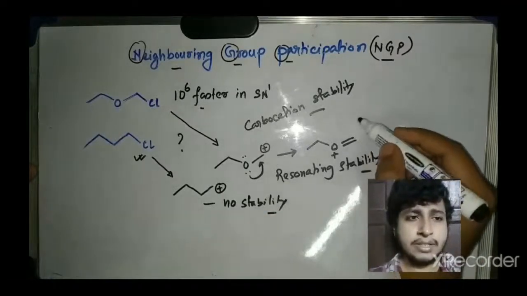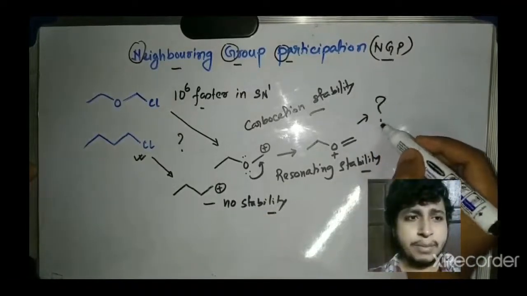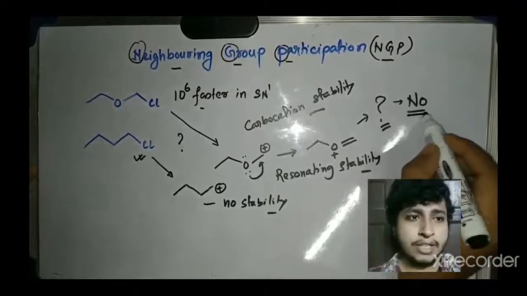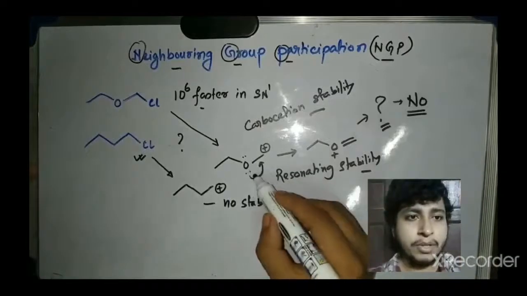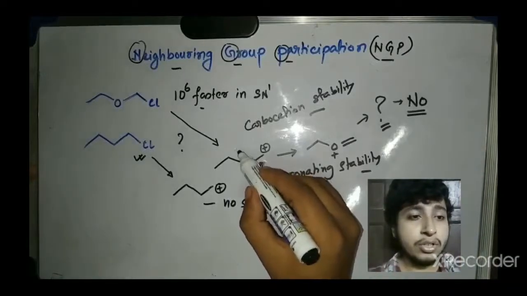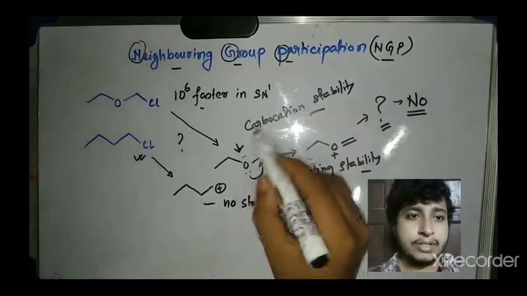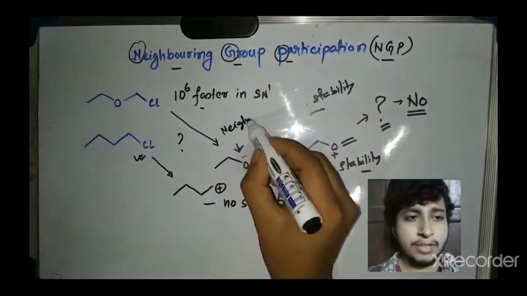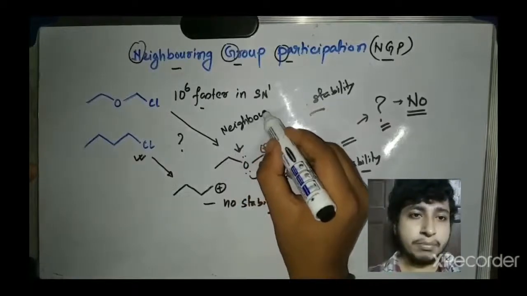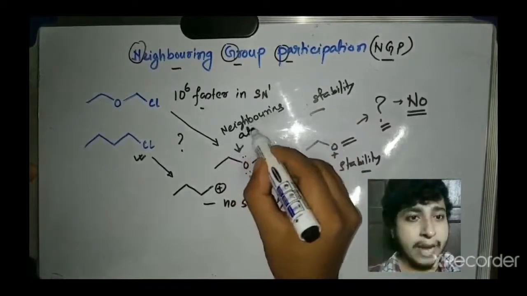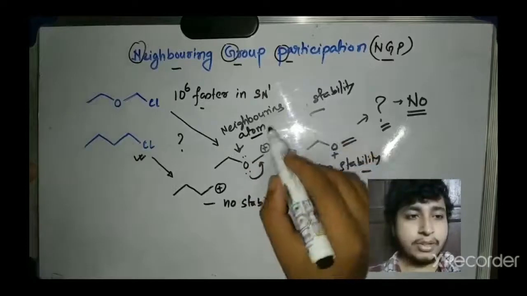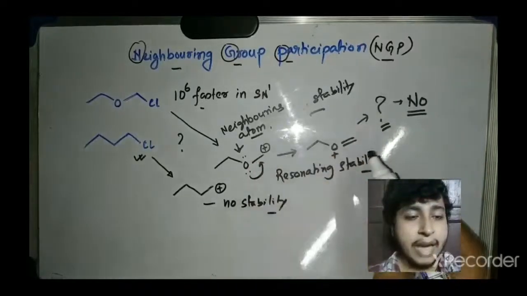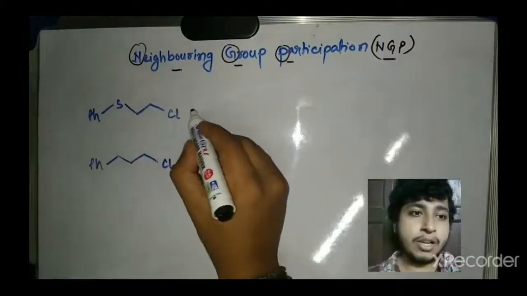But guys, is this an NGP reaction? Can we call this reaction an NGP reaction? No. Why not? Because this oxygen is not the neighboring group. It is actually a neighboring atom. So guys, what is the difference between a neighboring group and a neighboring atom? The atom attached to the active center or the reaction center is known as the neighboring atom, and the group attached to this atom is called the neighboring group.